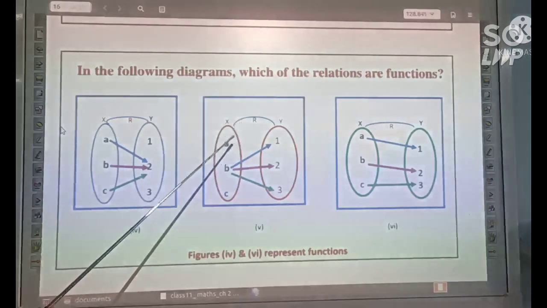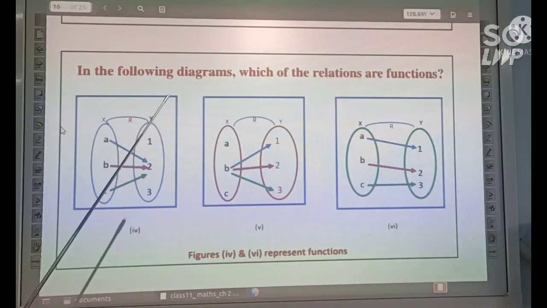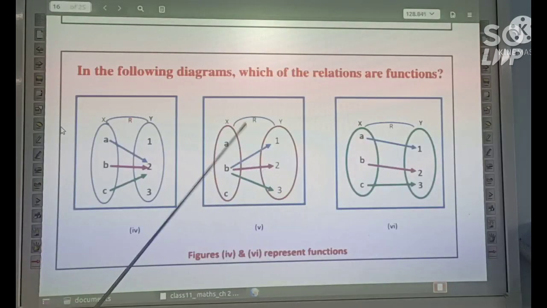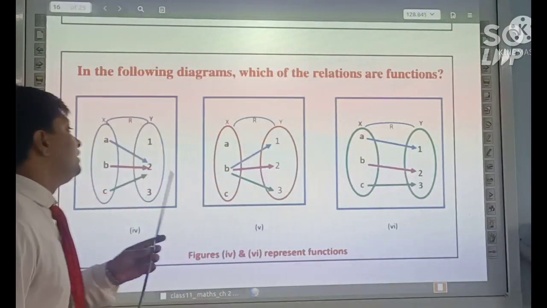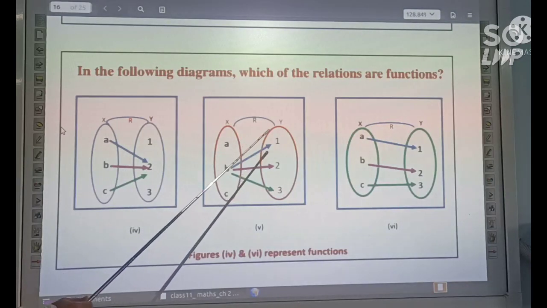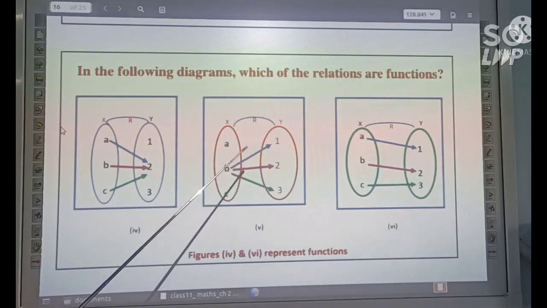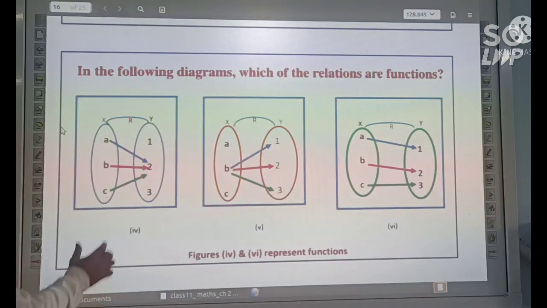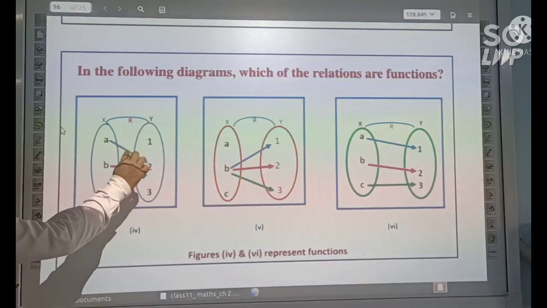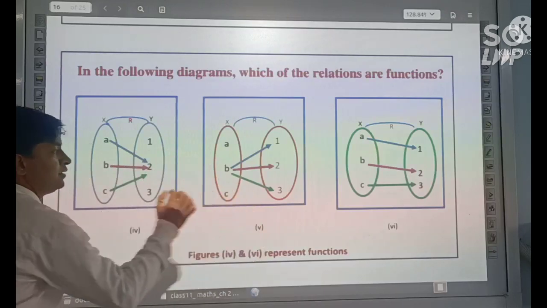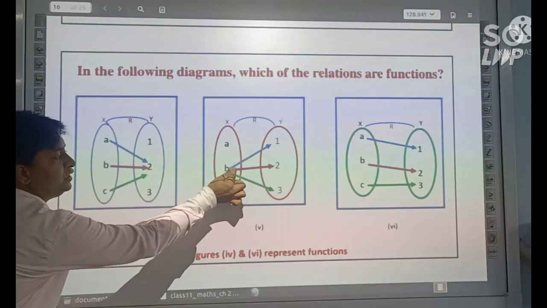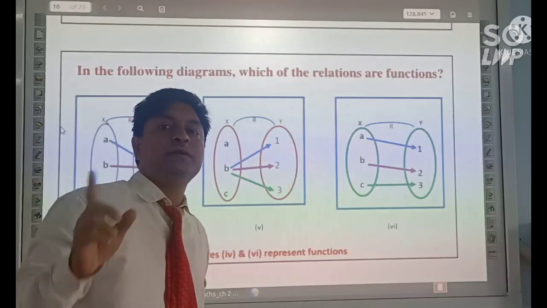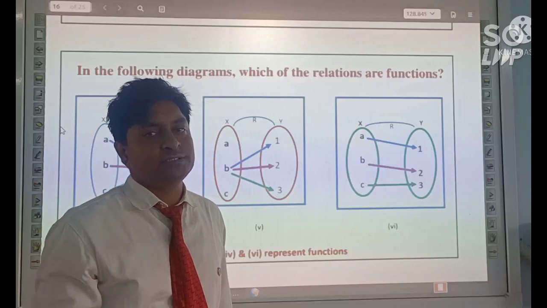Now a, b, c in the domain and 1, 2, 3 in the codomain. B is related to 1, B is related to 2, B is related to 3. In this part, this is called many-one, and in this part, we say that this is one to many. One to many is not a function, but many to one is a function.